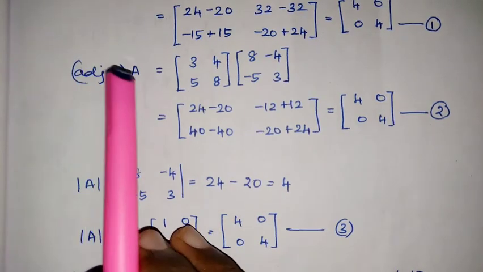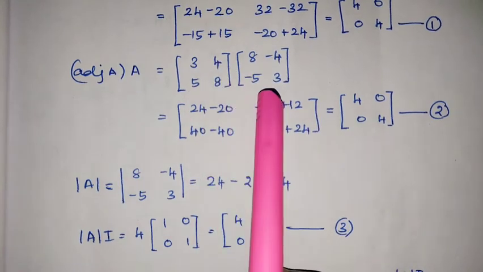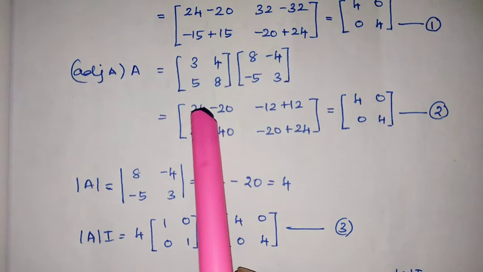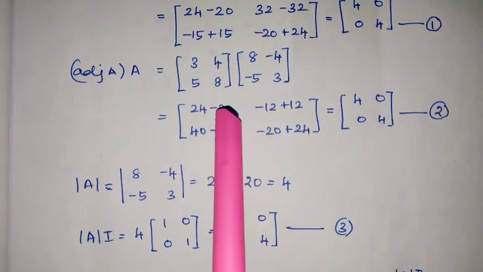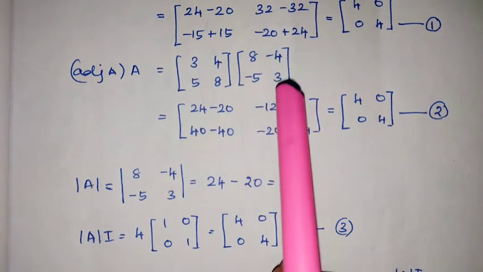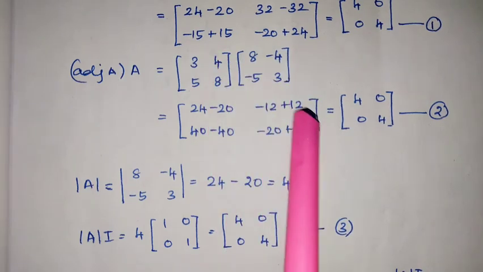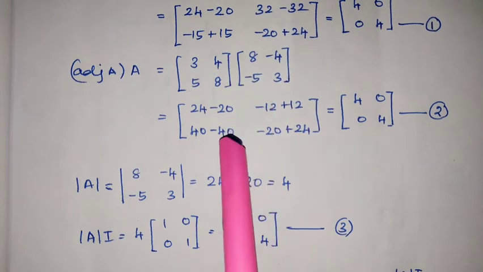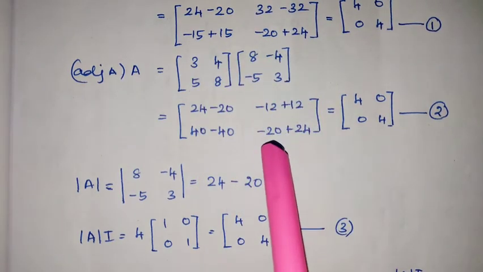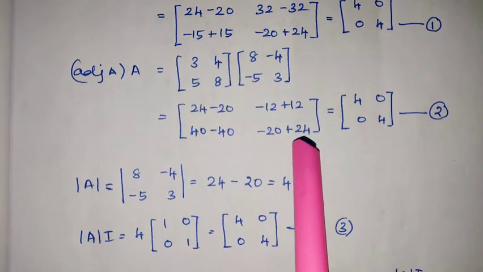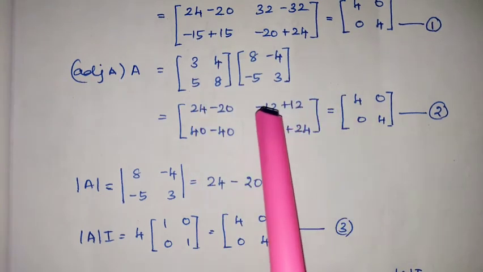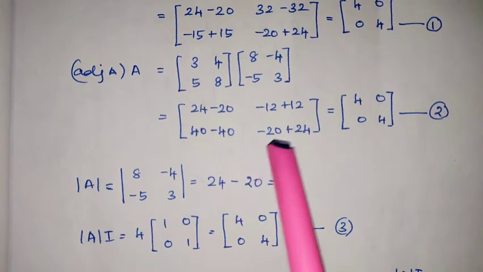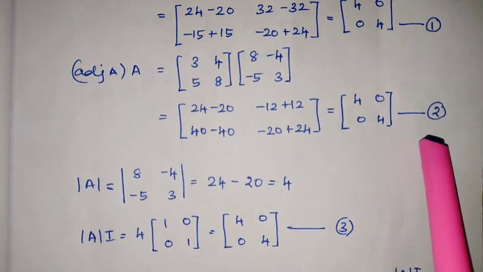Now adjoint A into A. So write the adjoint A first, then write the A matrix. Here also we have to multiply. 3 into 8 is 24. Then 4 into minus 5 is minus 20. 3 into minus 4 is minus 12. 4 into 3 is plus 12. 5 into 8 is 40. 8 into minus 5 is minus 40. 5 into minus 4 is minus 20. 8 into 3 is 24. 24 minus 20 is 4. Minus 12 plus 12 is 0. Minus 40 plus 40 is 0. Minus 20 plus 24 is 4. Take this as equation 2.